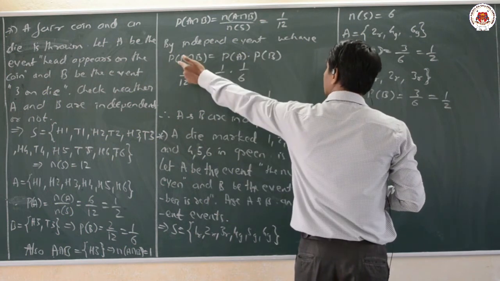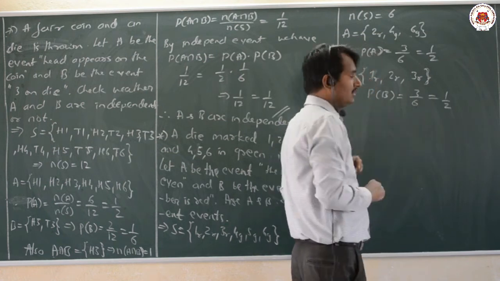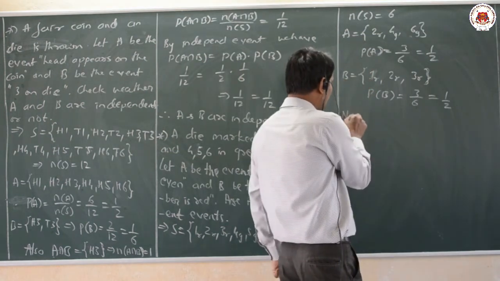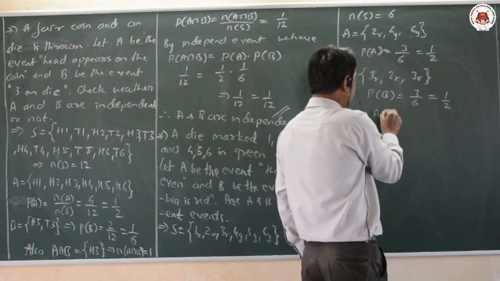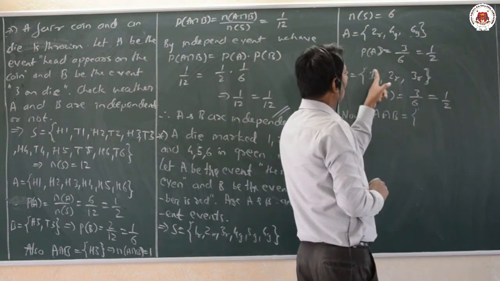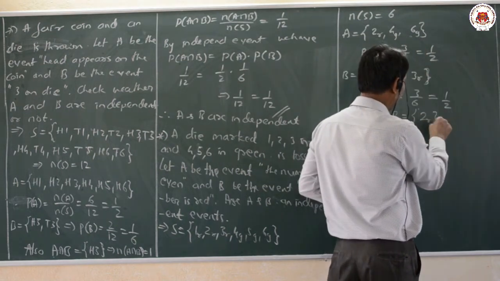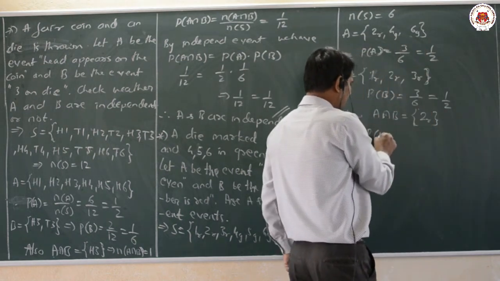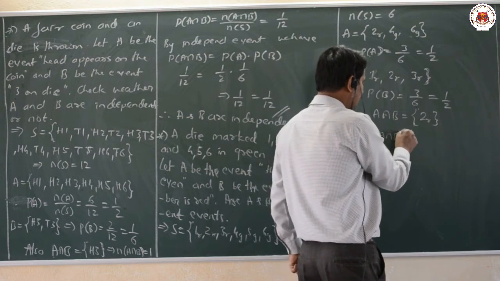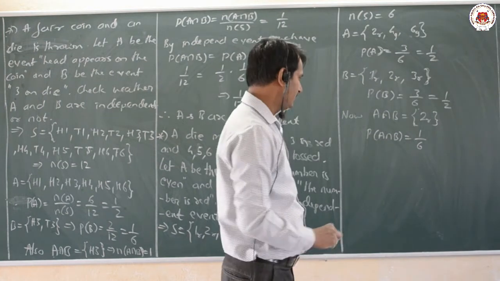Independent means we require P of A intersection B equal to P of A into P of B. Now A intersection B, dear students: A is 2, 4, 6 and B is 1, 2, 3. Only 2 is common. That means probability of A intersection B is equal to 1 divided by 6.